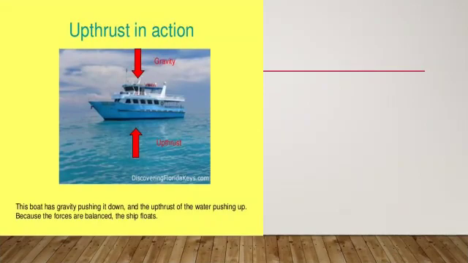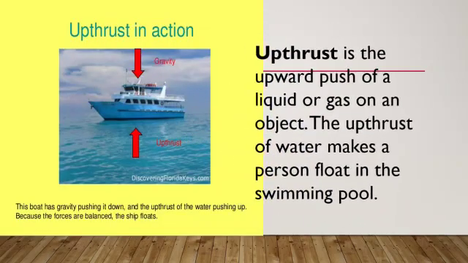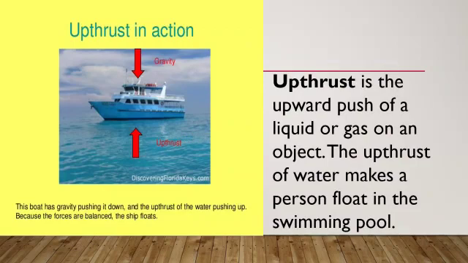Another common force is upthrust. You will see in the illustration that the boat has gravity pulling it down and the upthrust of the water pushing up. Because the forces are balanced, the ship floats. So what is an upthrust? It is the upward push of a liquid or gas on an object. The upthrust of water makes a person float in the swimming pool.